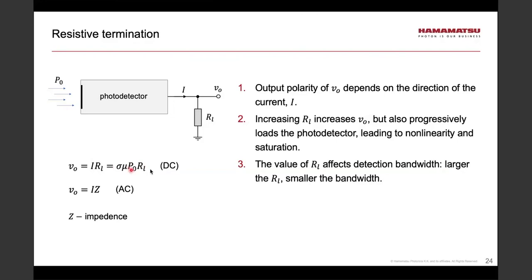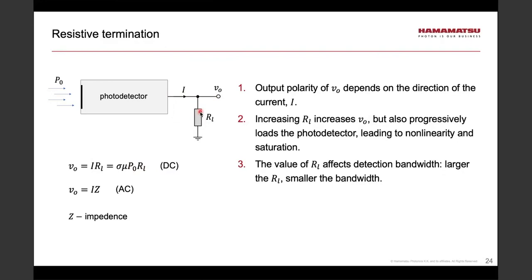Please note that if I were to increase RL, this resistor, the voltage would increase, and the current should not change because, again, the photodetector is a current source. So this current should be the same regardless of the value of the resistor. This is true to some extent, but not always.